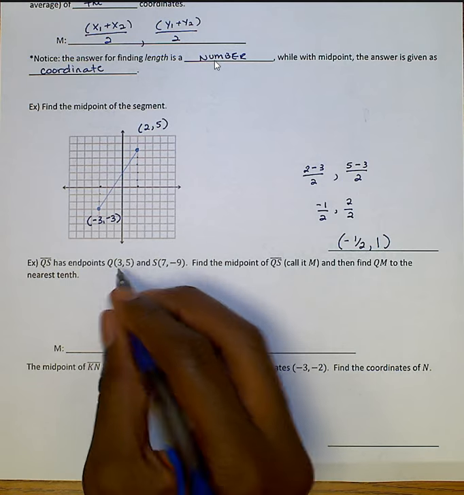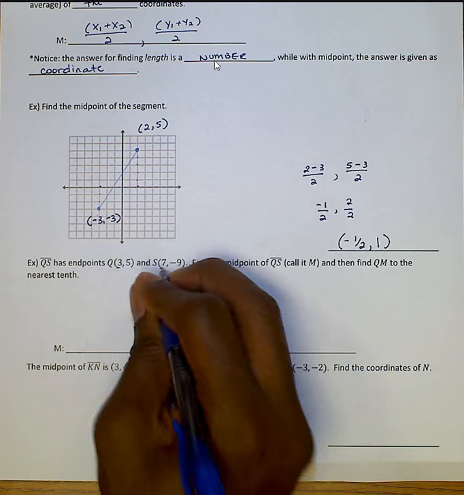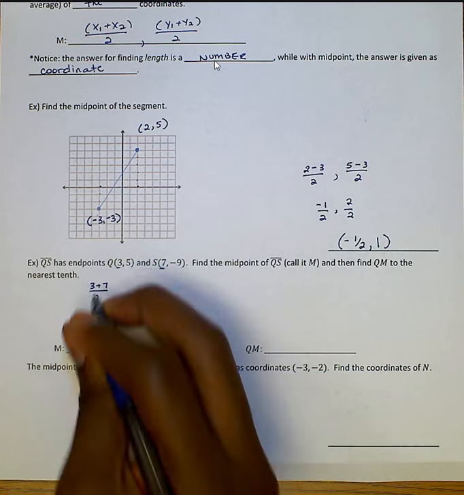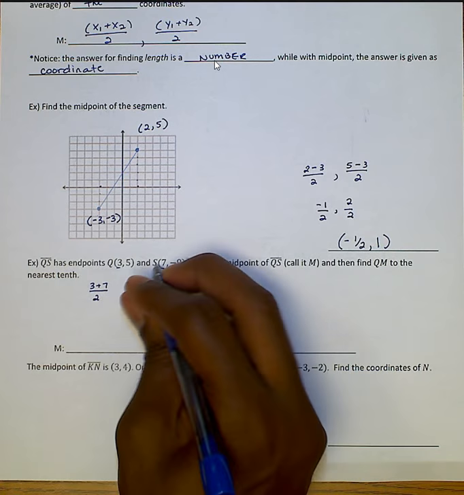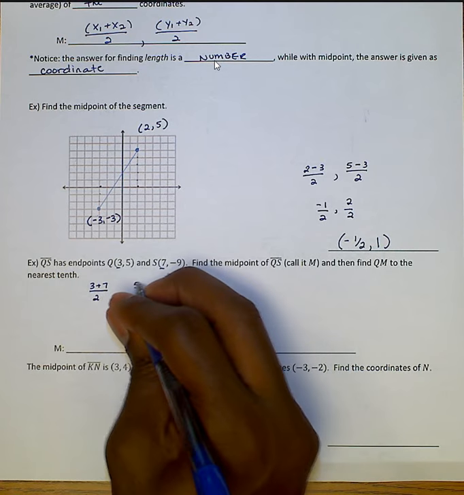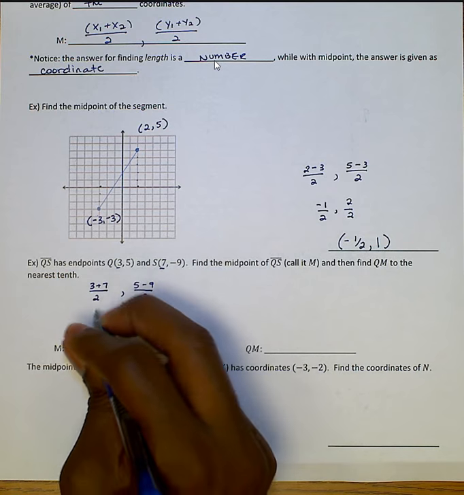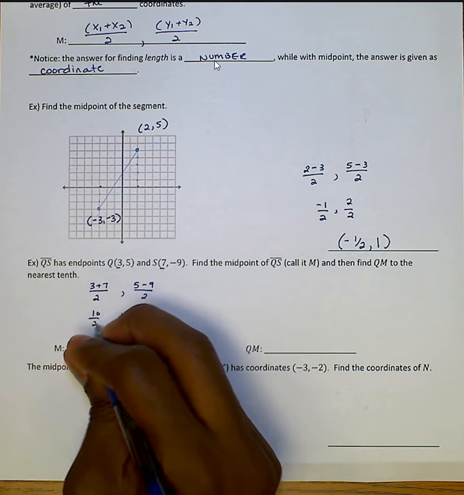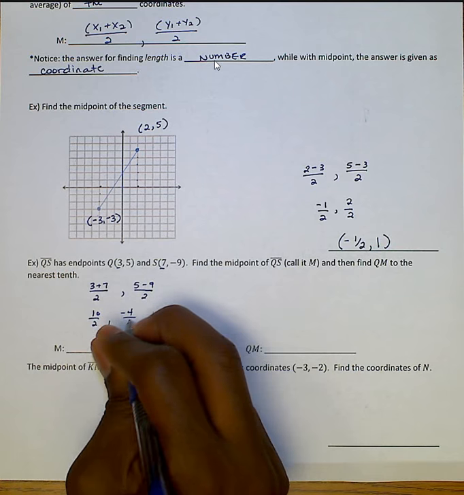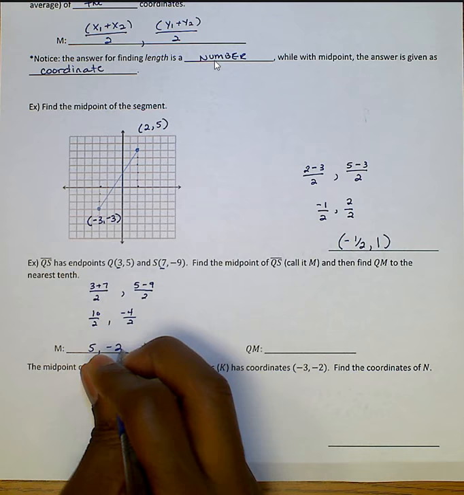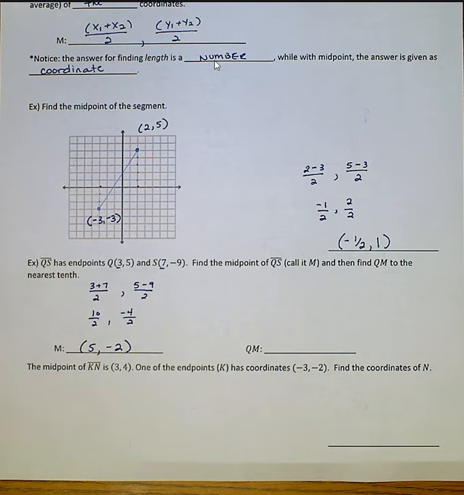So I'm going to say, okay, what's the average of the x's? 3 plus 7 divided by 2. What's the average of the y's? It would be 5 minus 9 divided by 2. So that's 10 divided by 2, comma, negative 4 divided by 2. And that's 5, negative 2. That's the midpoint, point M.